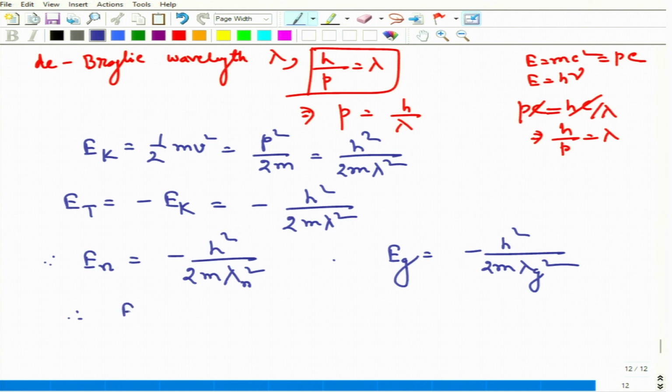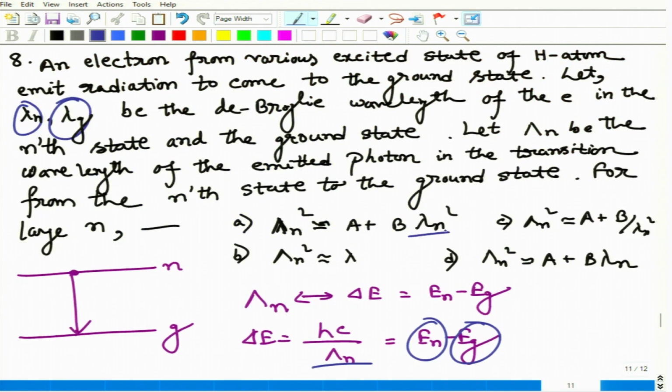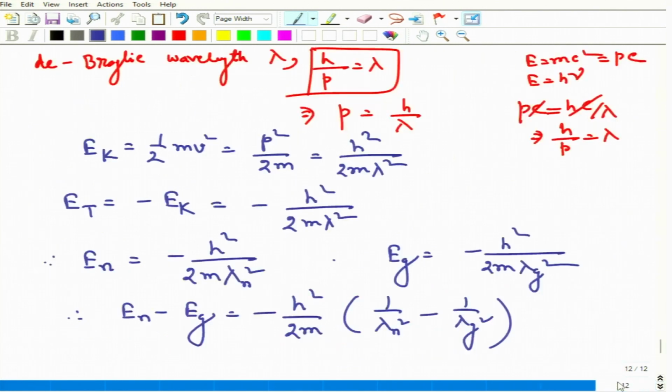So En minus Eg, if you take it common, should be these things: lambda n square minus lambda g square. But if you look at the question, everywhere there is lambda n, so it should be in terms of lambda n. So what we can do is write it like this: lambda n square, then 1 minus, if you take it common, 1 minus lambda n square divided by lambda g square.